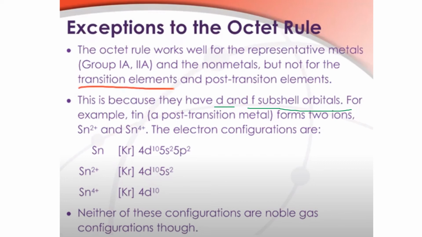For example, tin forms 2 ions. It can be +2 and it can be +4. And so you look at our neutral tin atom here. There it is. And so when we have +2, what's happened is we have wiped out the 5p. Those 2 electrons are gone. That leaves us with that example. And when we go to the +4, what's happened is we've wiped out the s's as well. So that's how those ions are forming. So neither of these configurations are noble gas configurations, though. Close enough.